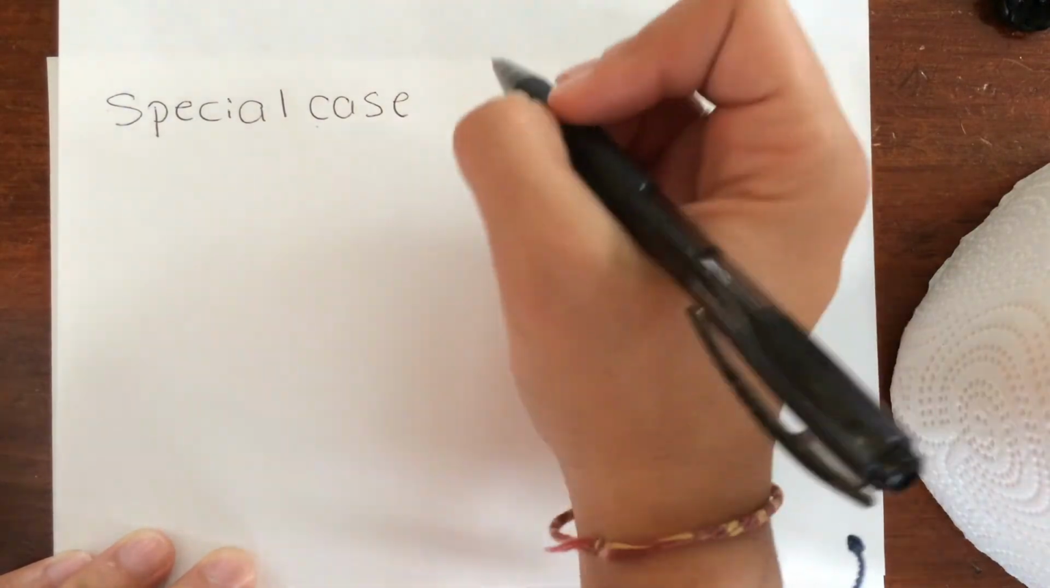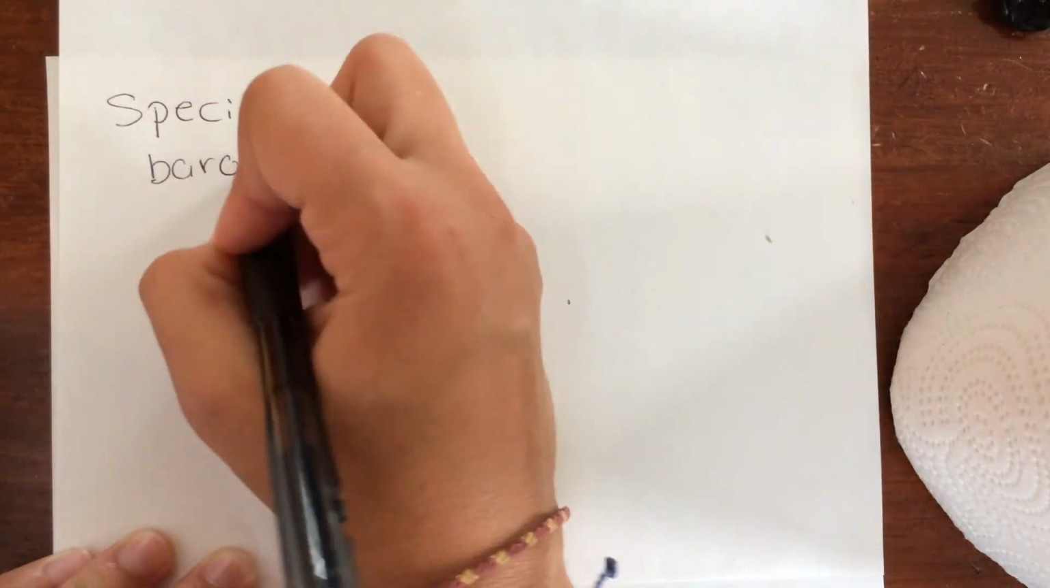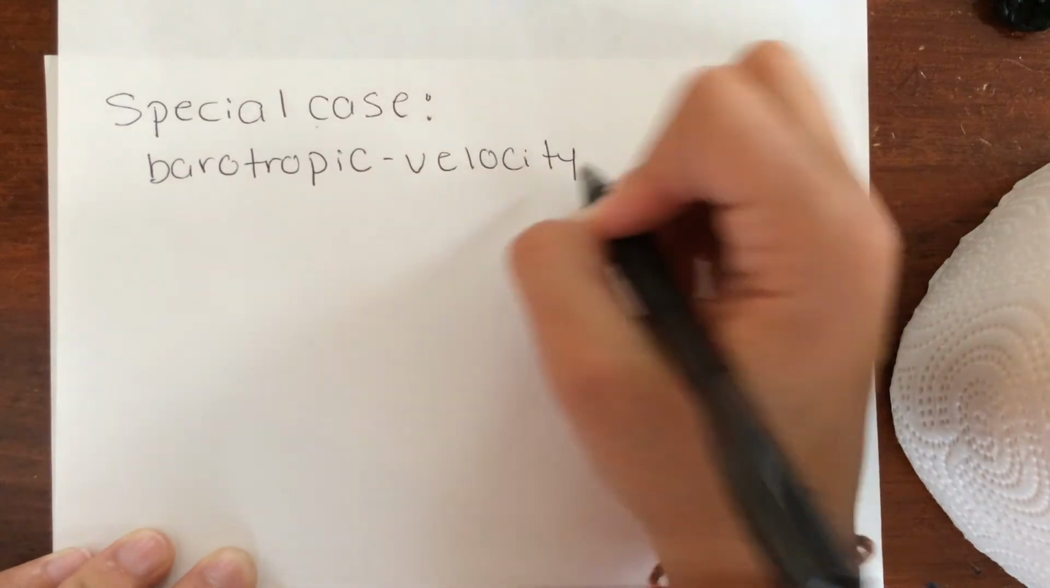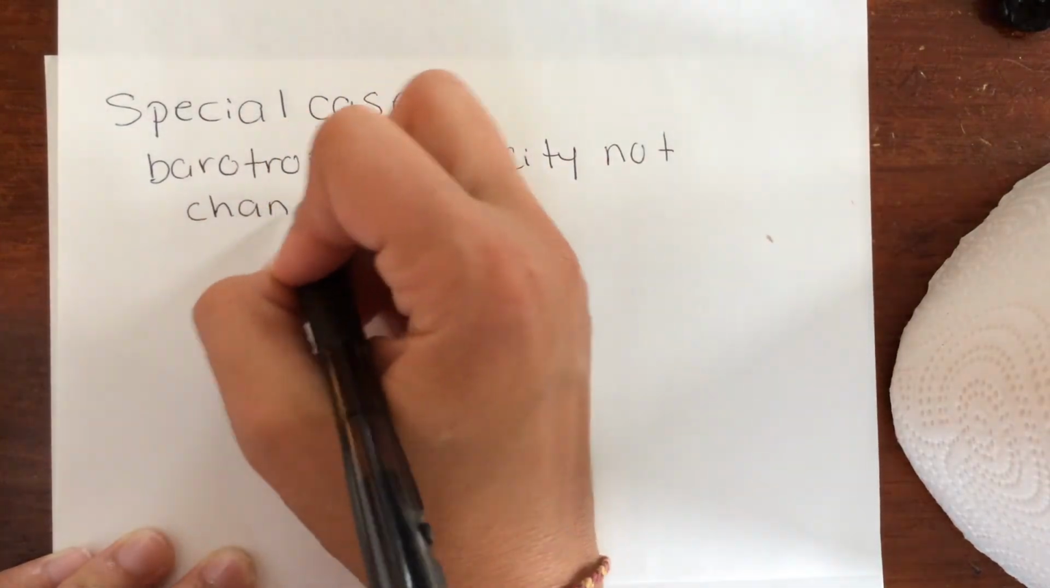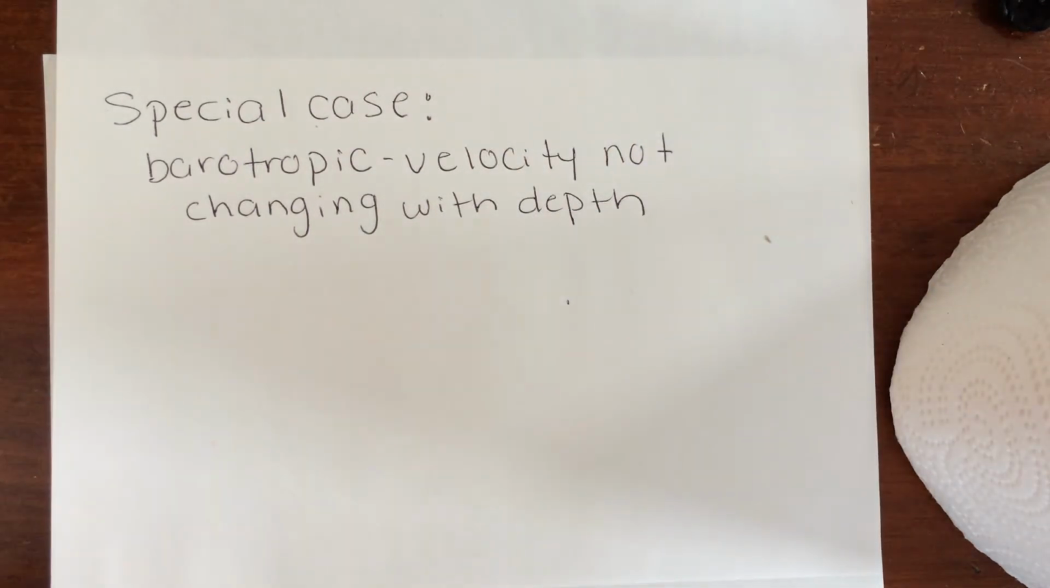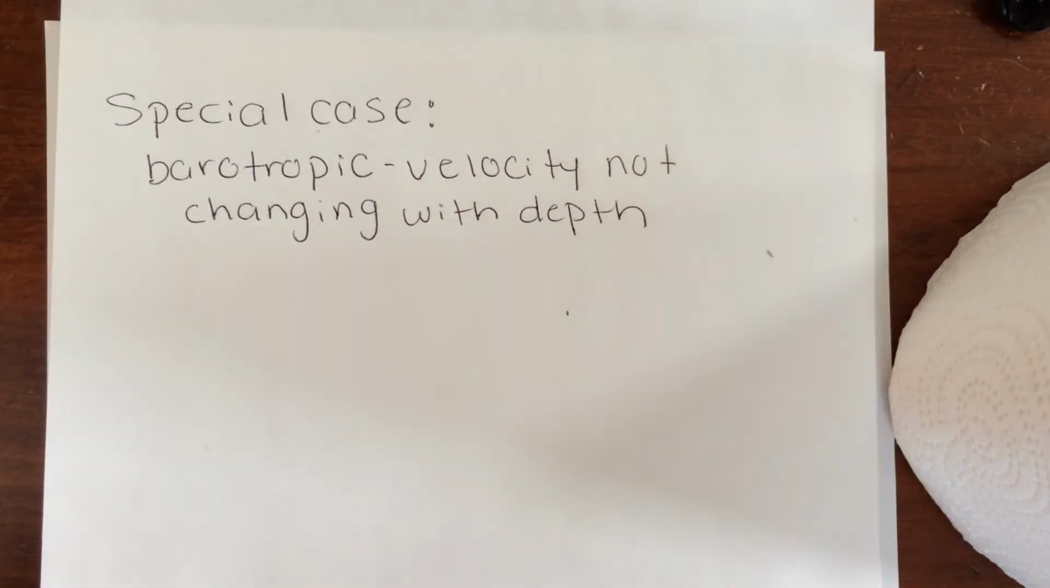Our last case is a special case, where our velocity is constant through the water column and does not change with depth. Note that this concept of barotropic motion is important to conceptually understand. However, this is theoretical, since obviously velocity basically always changes with depth.